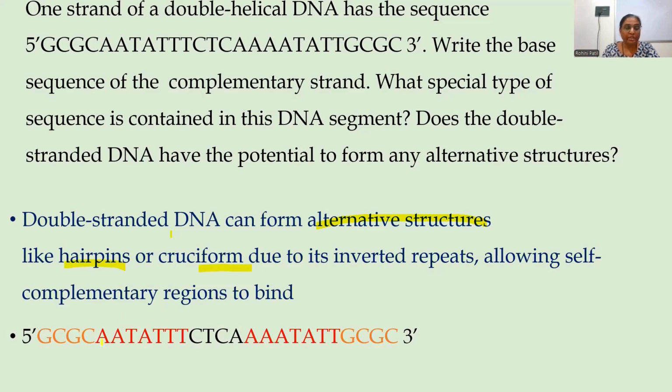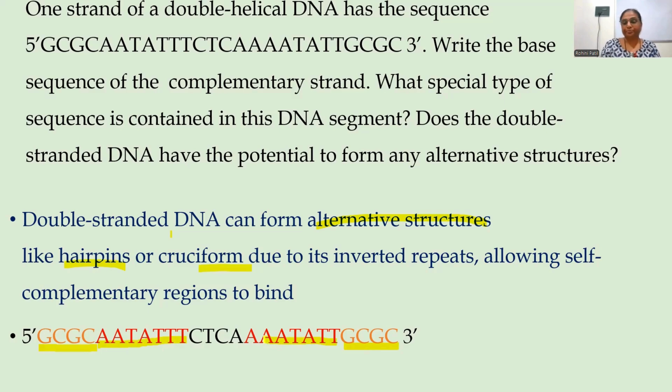When you look at the next sequence, it is AATATTT, and here you can see TTATAA. So the sequence is an inverted repeat. And now the GC at this 5 prime can complementary base pair with the CG of this 3 prime. The next one, AATATTT, can complementary base pair with TTATAA. When such complementary base pairing happens, it may form the hairpin or the cruciform structure.